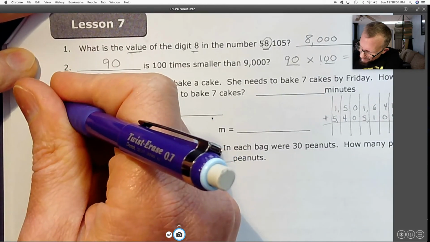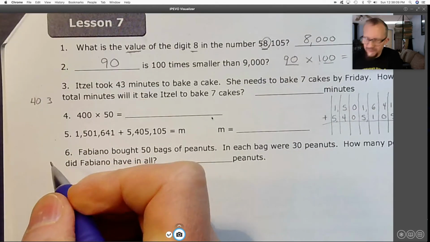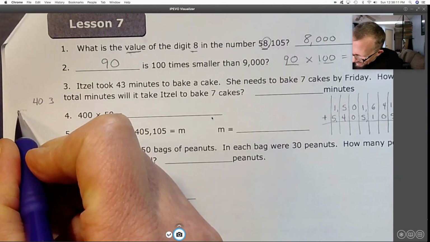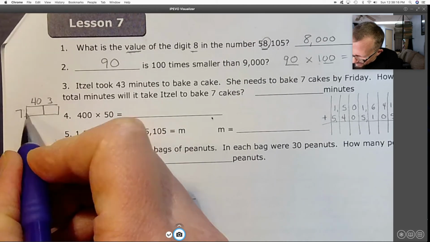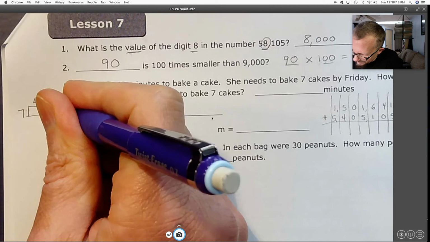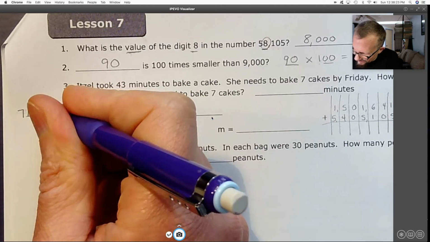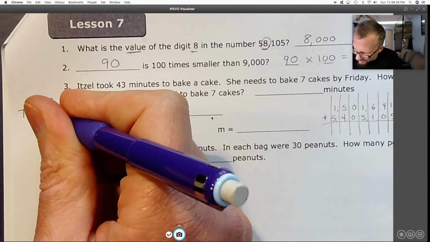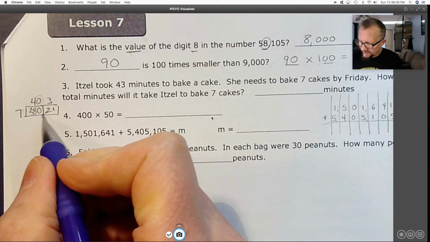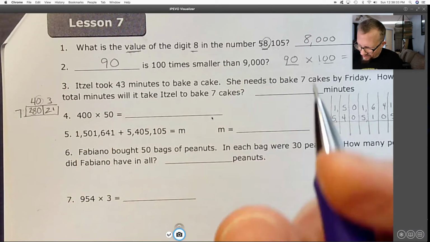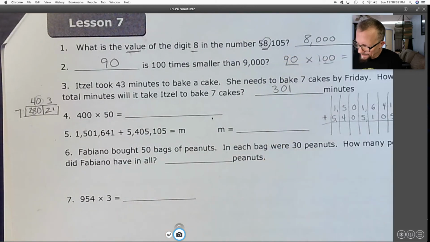I can break 43 into 40 and 3. Oops, 40 and 3, my hand's in the way. And I'm going to multiply that times 7, and I'm going to do one piece at a time. So 7 times 3 is 21, and 7 times 4 is 28, but it's 40, it's 4 tens, so we're going to place that 0 to make this 28 tens, which is 280. 280 plus 21 is 301. 301 minutes total.